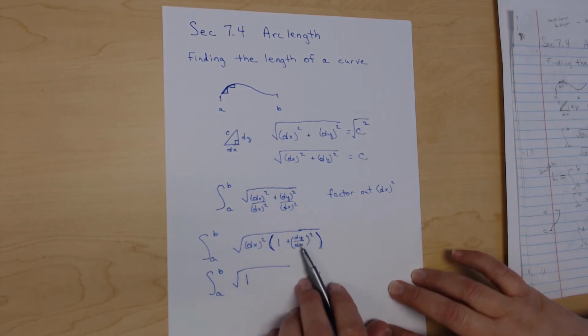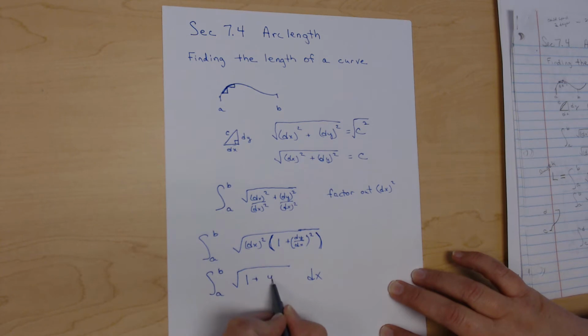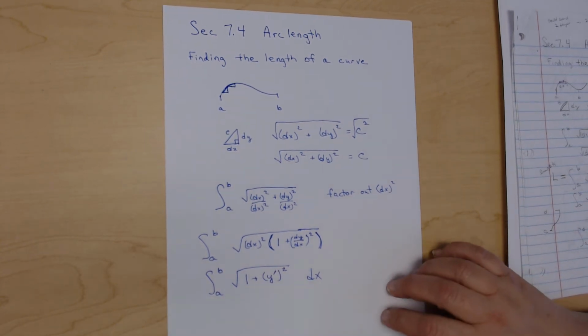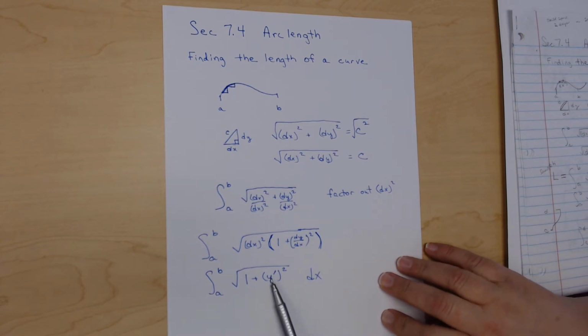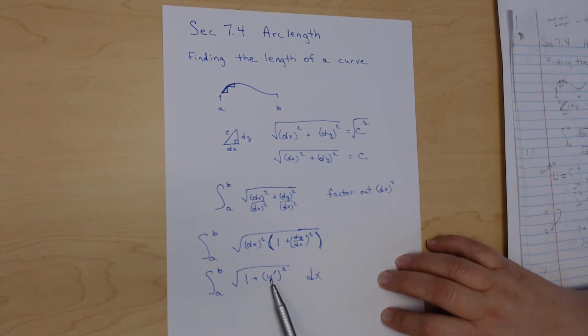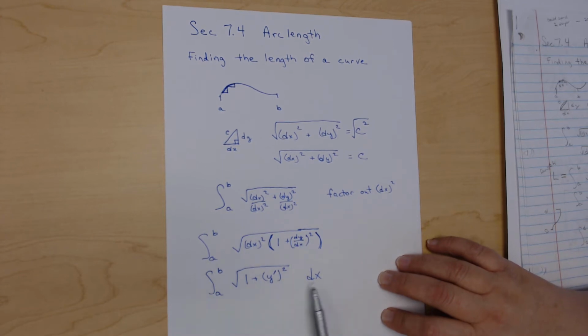I could write it like this, but dy over dx, that's the same as the derivative of y, squared. Now that looks a little weird because we've got the y, but the derivative of y is going to be in terms of x. So that's it. That's going to find us arc length.